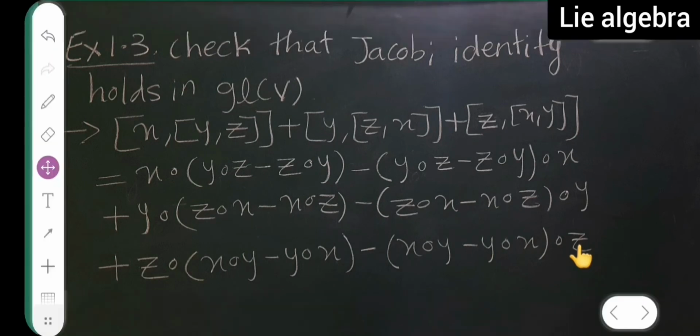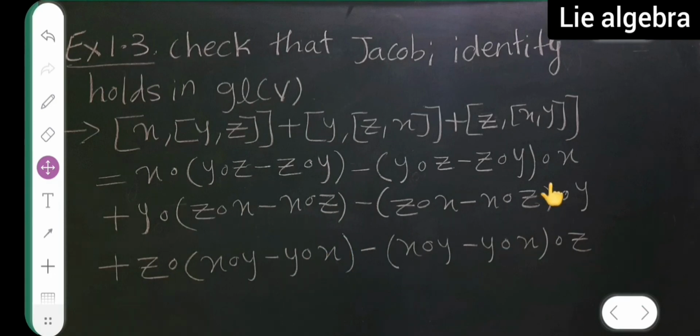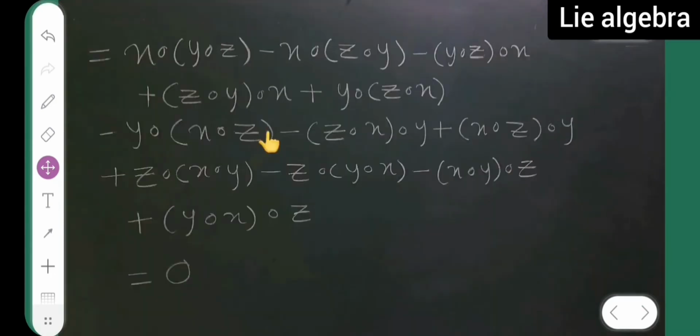Now for this, you all have to know this definition of the general linear algebra, so that it will be easy for you all to do this problem, okay? Next, I'll turn the page. Now what will happen? Now this is equal to what? X composite Y composite Z, right? How you got this?